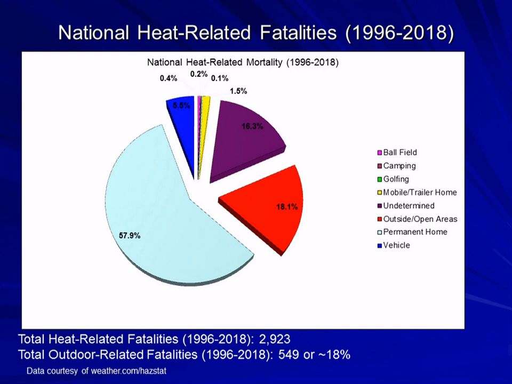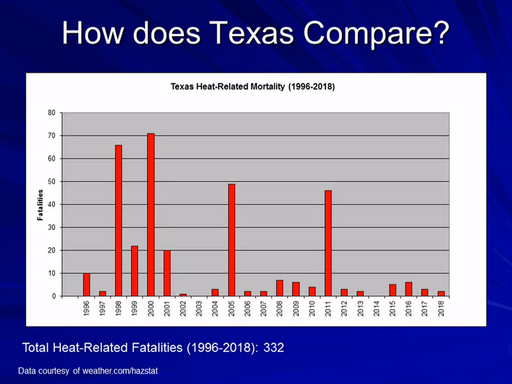Since we are located in Texas, how does Texas compare? During the same historical time period, there were 332 heat-related fatalities in Texas. You can see similar spikes in fatalities which correspond to severe heat events here in Texas.